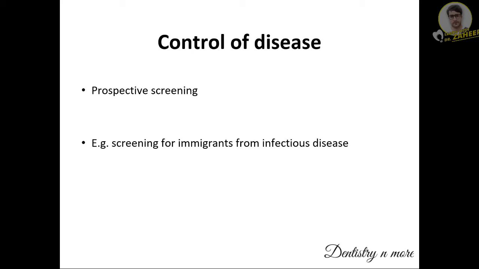whereas in prospective screening, the benefit is for the others, not for the person, because we are protecting these people in order not to spread the disease. It is very common nowadays because of the COVID-19 disease, where we quarantine people with disease so that they don't spread it to others. It is actually benefiting the other people because they don't get the disease from the person. That is prospective screening, for example for immigrants from infectious disease.